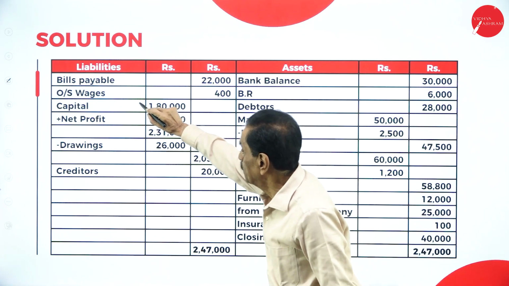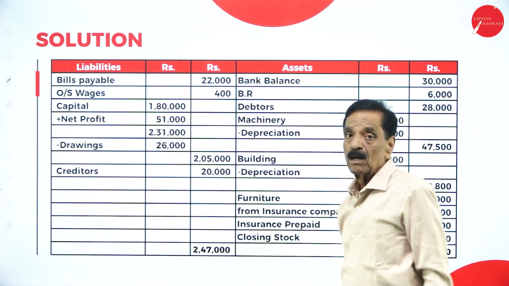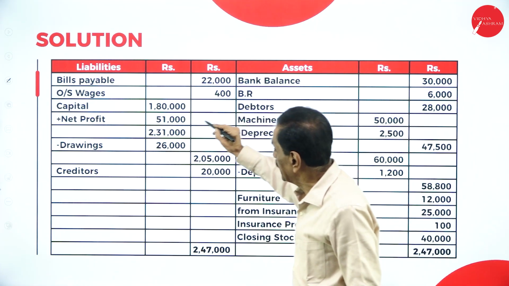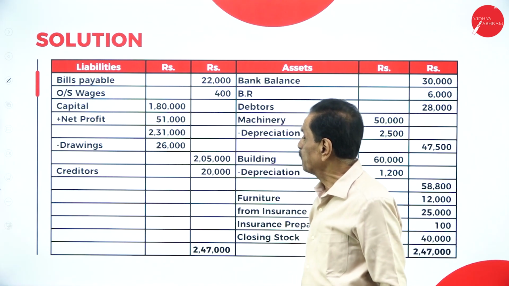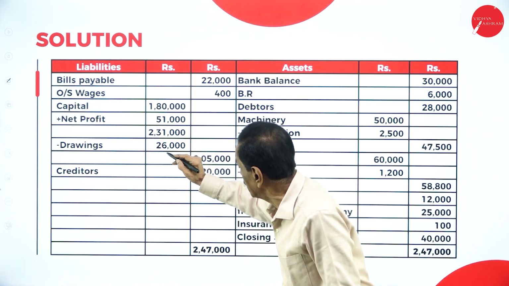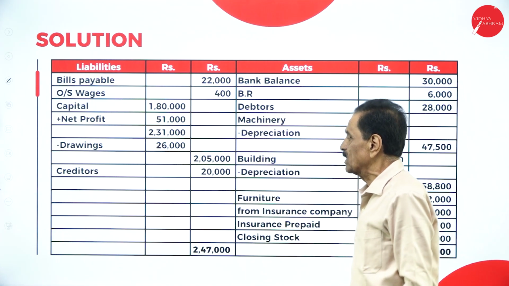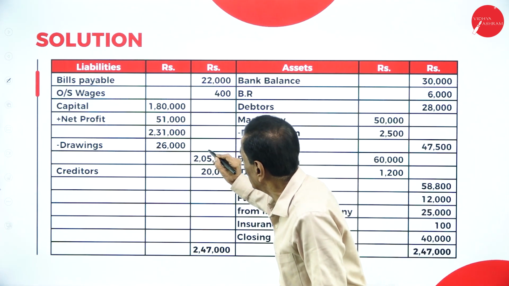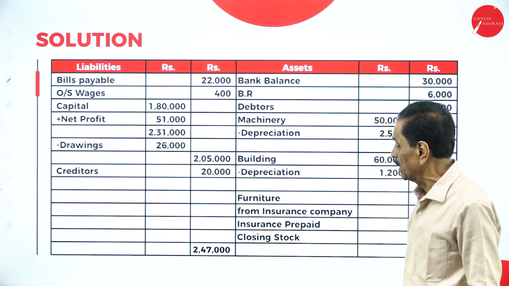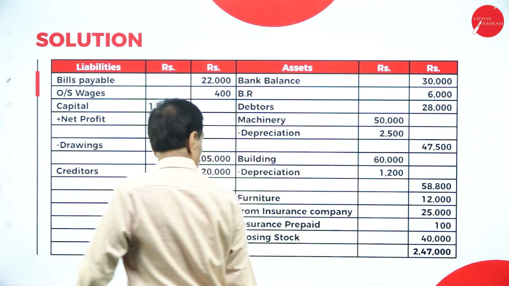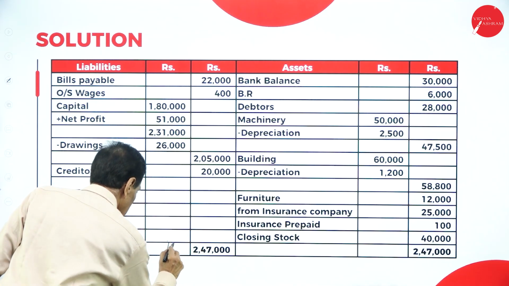Come back here. Bills payable is a liability. Outstanding wages is a liability. It starts with a capital 1,80,000. Net profit during the year 51,000 minus drawing 26,000. It works out to 2,05,000. Then creditor is 20,000. Totally it will tally for 2,47,000.